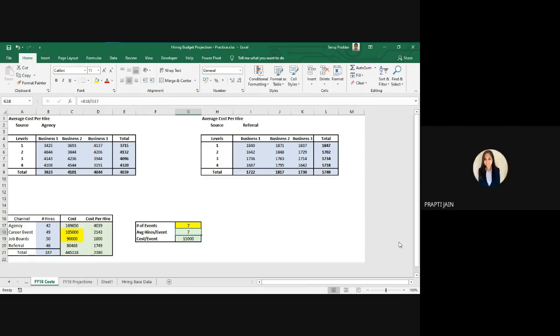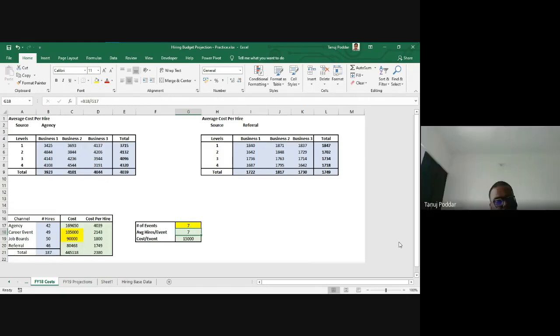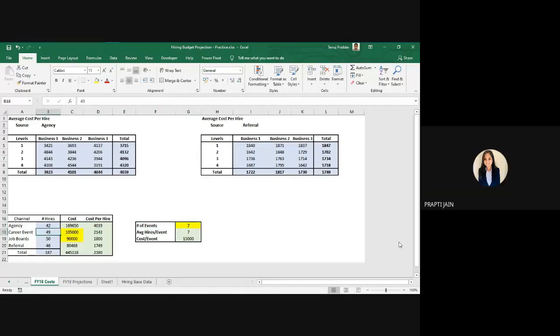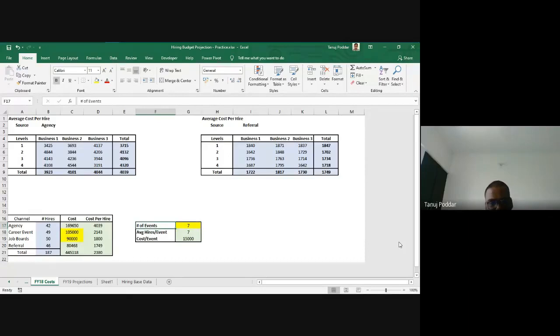Sure. Actually, even I am struggling with that a little bit. When we're talking about average hires by event, shouldn't we be looking at the total number of hires, that is 187, divided by the total number of events, that is 7? No. The total number of events that I did was 7, right? And from these events, I was able to hire 49 people. So in this table, when we say events, we are only taking into consideration the career events, right? Only the career events, yeah.